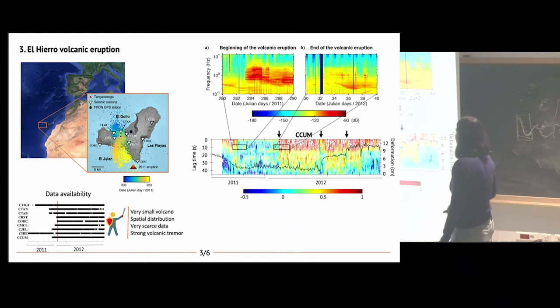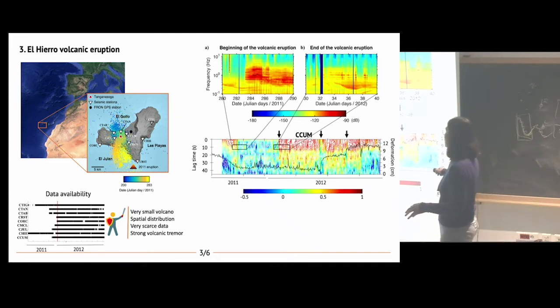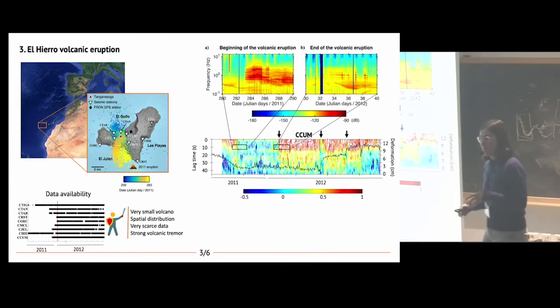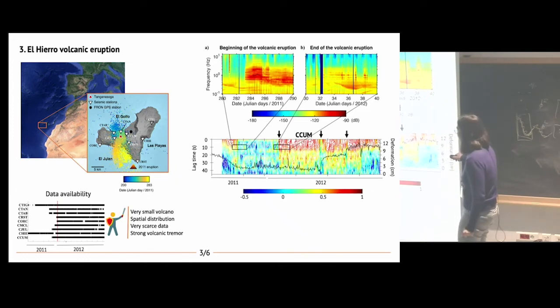The first result that we obtain is that here we can see the end of the eruption, super clear, while in the seismic data we didn't see this sudden drop in the energy and so on. So we interpret this change as the end of the main magmatic activity.